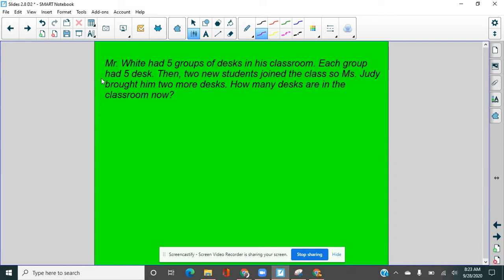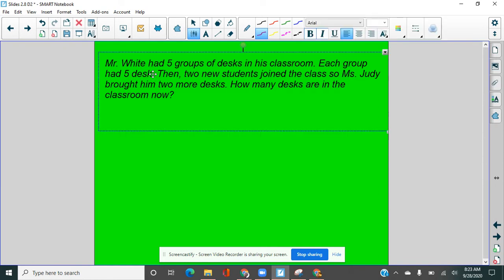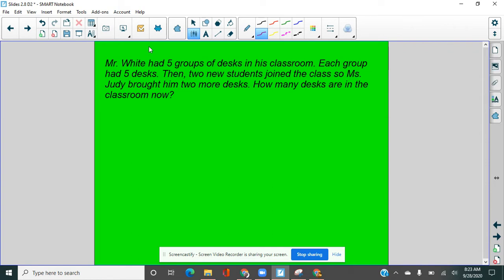This problem says Mr. White had 5 groups of desks in his classroom. Each group had 5 desks. Oh, we need an S there, don't we? Let's put an S on there so that it's plural. Ooh, not a big S. Then 2 new students joined the class. So Miss Judy brought him 2 more desks. How many desks are in the classroom now? All right, so we want to represent this with words, numbers, and a picture.